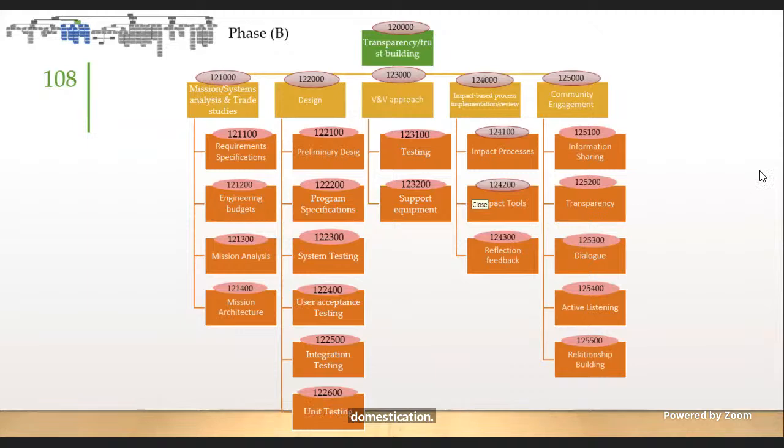And then test it in all stages, such as unit testing and system testing. The third part is the V&V approach, or verification and validation approach. These are independent procedures that are used together for checking that a product or a service or a system meets requirements and specifications and that it fulfills its purpose. This is achieved by supporting equipment correctly and testing.